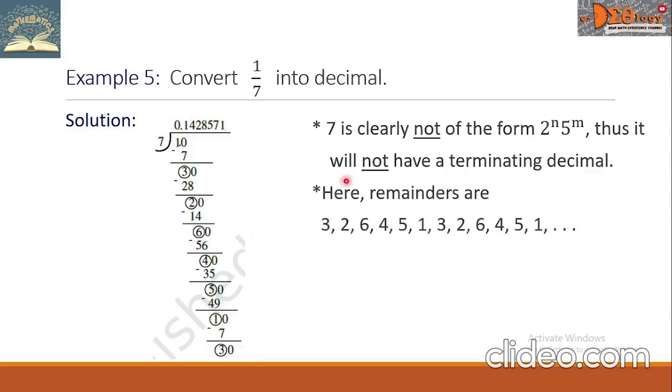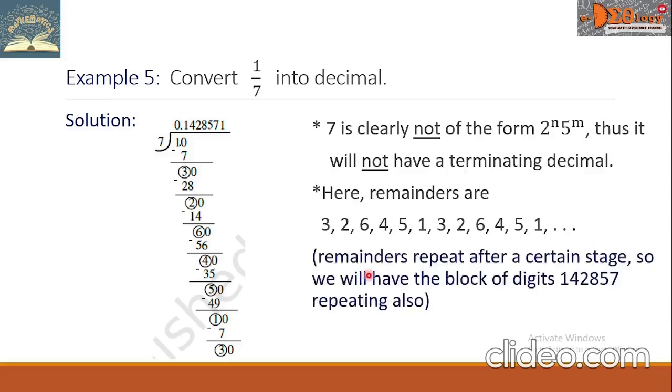Check now that remainders are 3, 2, 6, 4, 5, 1, 3, 2, 6, 4, 5, 1, and so on. Remainders repeat after a certain stage. So, we will have the block of digits 1, 4, 2, 8, 5, 7 repeating also. So, this is the final answer.